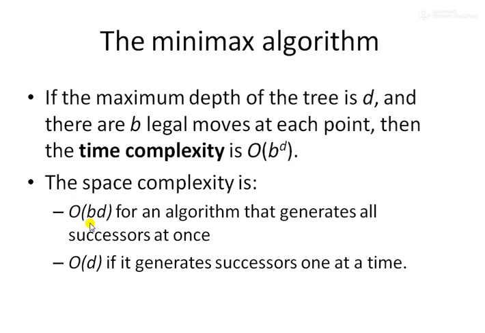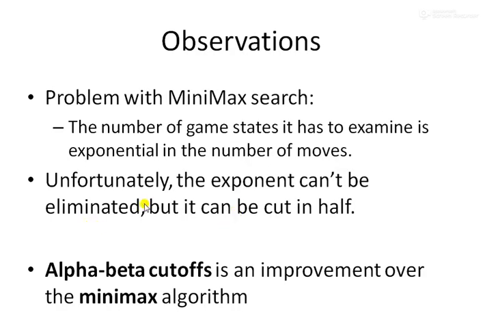So is there any possibility that we can reduce the computational cost? The problem with MiniMax search is that the number of game states it has to examine is exponential in the number of moves. So we can give some enhancement in MiniMax by applying the concept of pruning, or the concept of cutoff, and that is known as the alpha beta cutoff. So let us see the improved version of MiniMax.